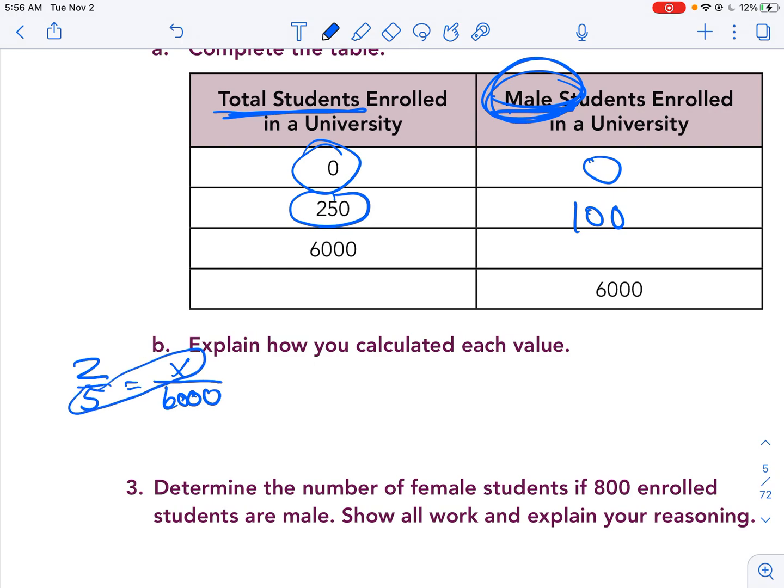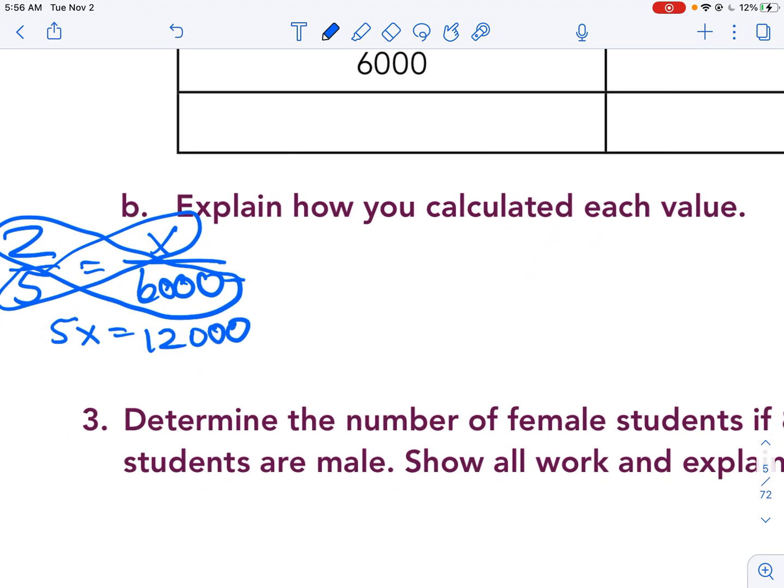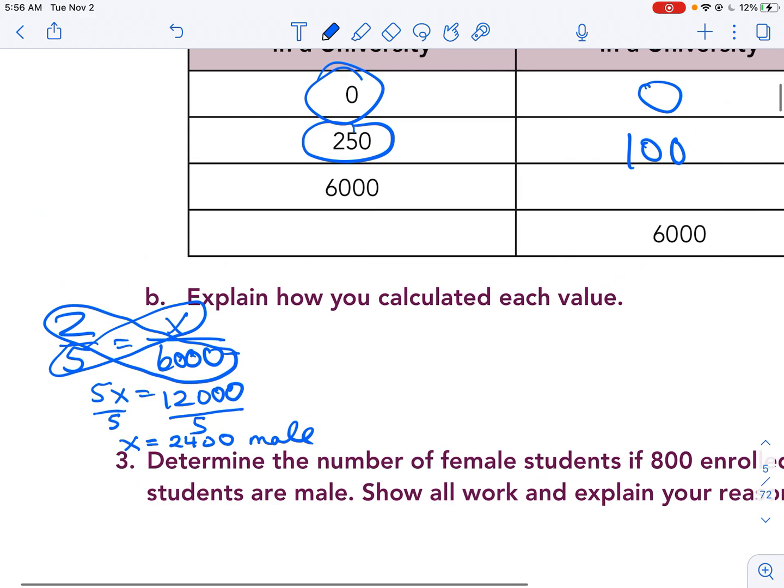When I multiply, I'm going to get 5x equals 12,000. I'm going to zoom in here. I get 5x, so that goes in 2,400. And that's male students. So this would be 2,400. Now this time, right here, they're looking for the total students.